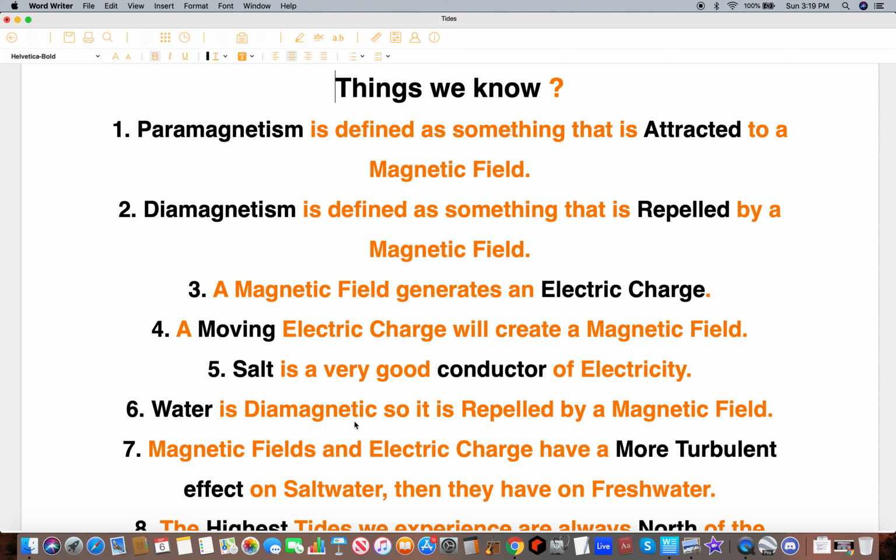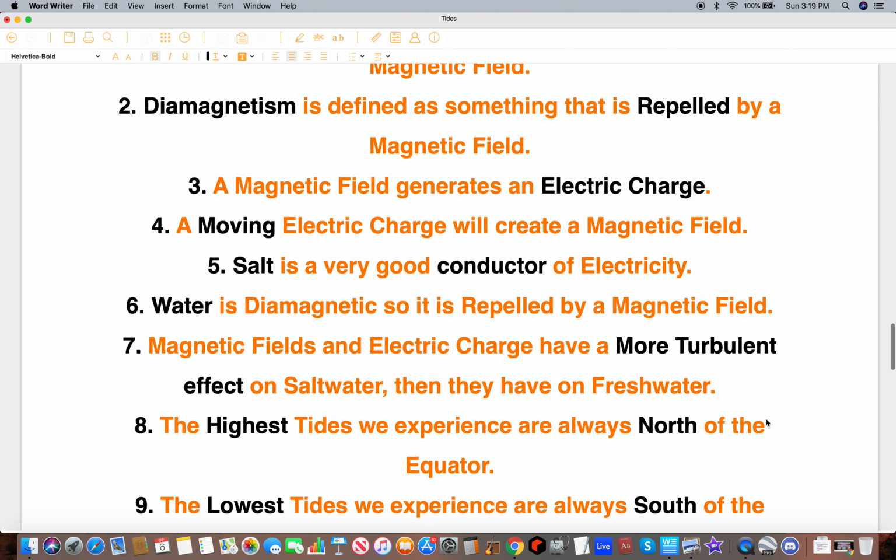Water is diamagnetic, so it is repelled by a magnetic field. We know this. Water is repelled. It's just been shown. This is what happens. A magnetic field has a much more turbulent effect on salt water. Magnetic fields and electric charge have a more turbulent effect on salt water than they have on fresh water.